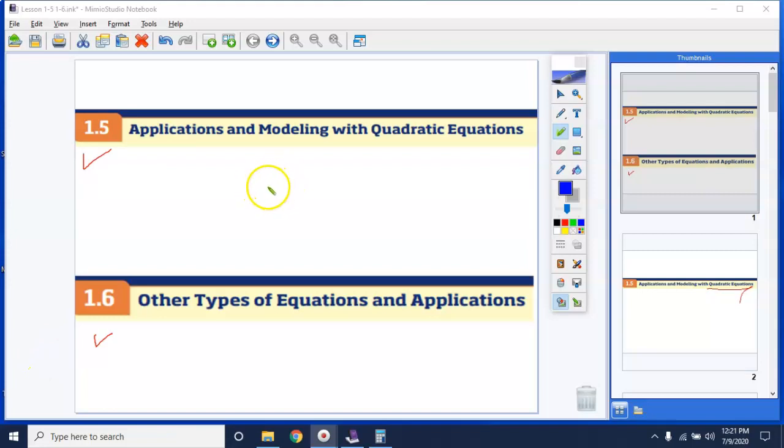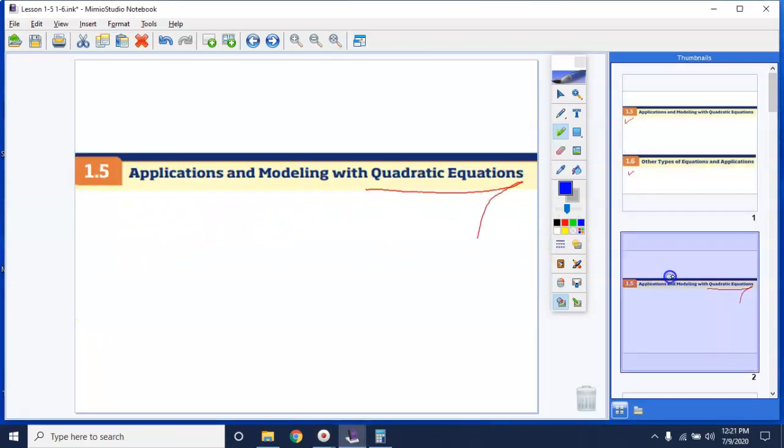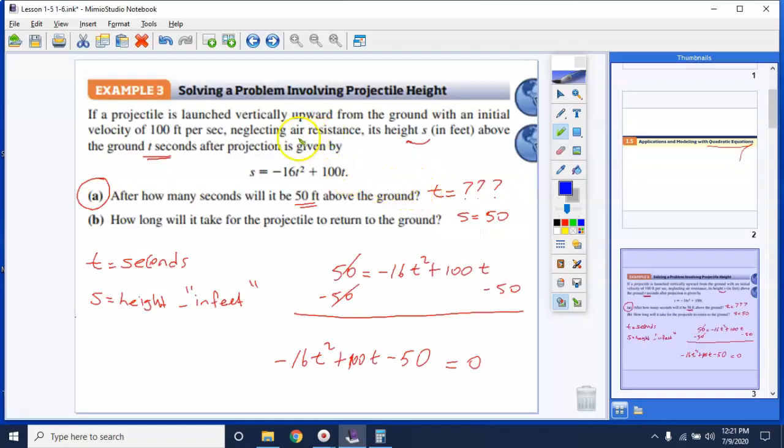Hello everyone, in this video I'm going to cover lesson 1.5 and lesson 1.6. Let me get started with lesson 1.5, applications and modeling with quadratic equations. We're going to have a work problem here and we're going to try to solve that work problem by using quadratic equations. As you see here, there's a work problem and I want you to read the question first.